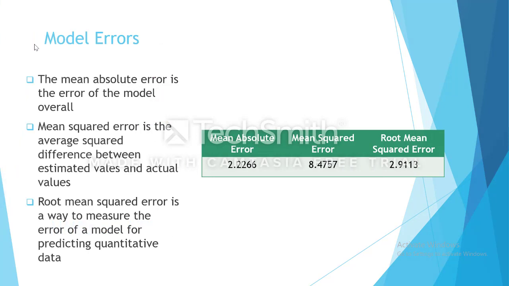There were three model errors for this model. The mean absolute model error was 2.226% for the overall model, which is considered good if less than 10%. The mean squared error was 8.4757% for the difference between the actual value and the predicted value. The root mean squared error was 2.9113% for measuring the error for quantitative data.